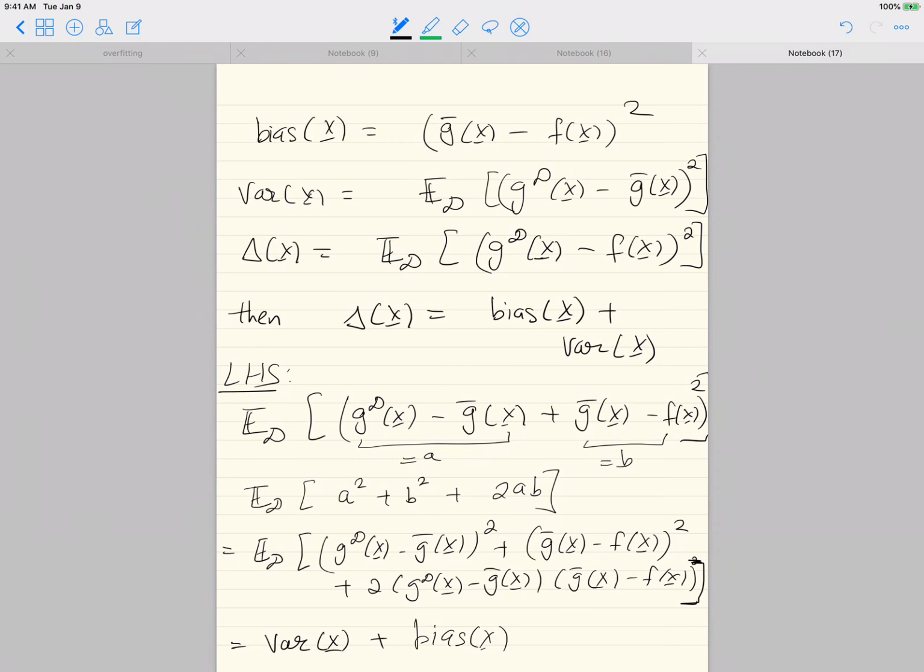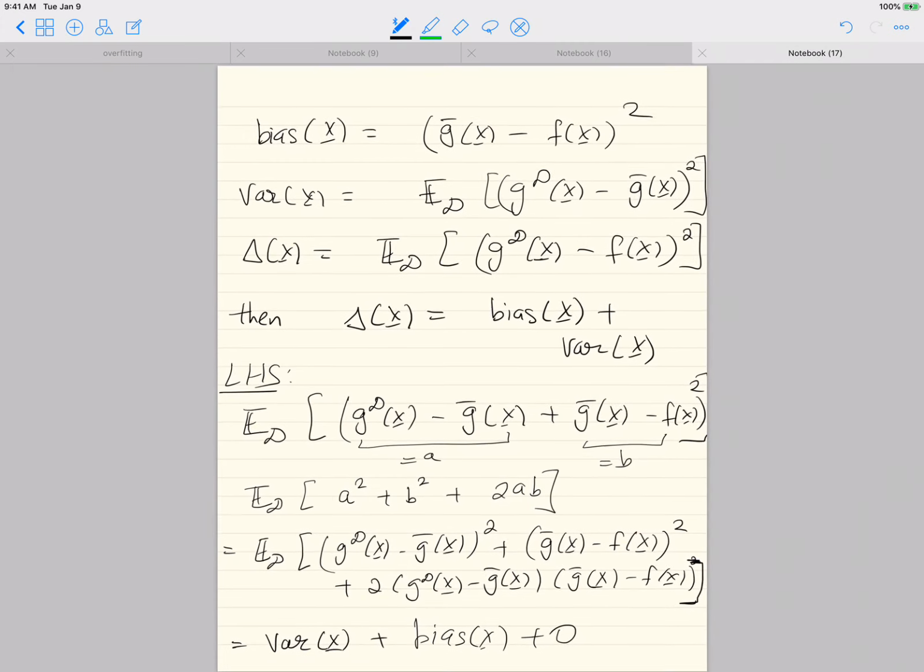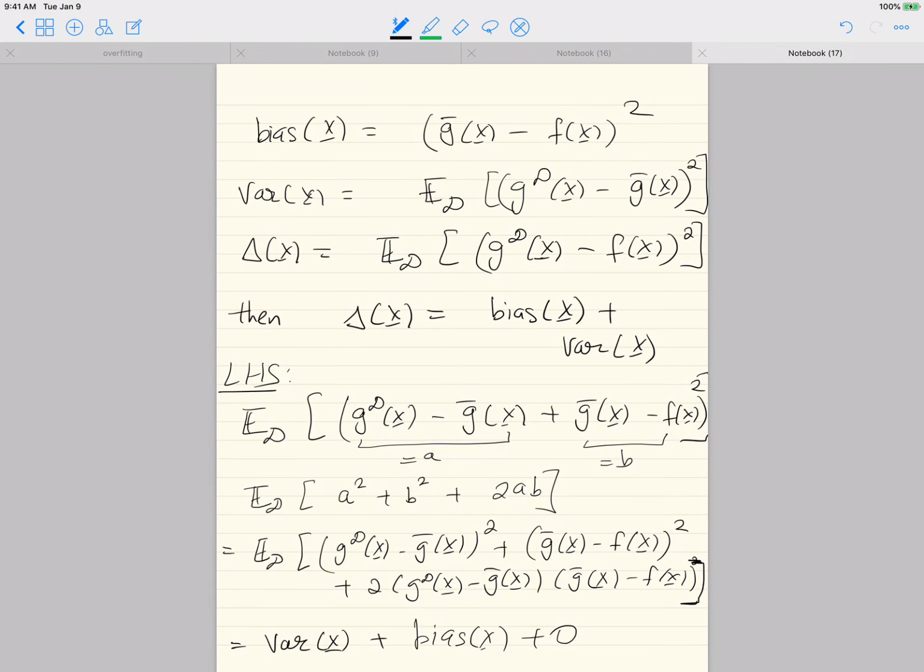It's a constant with respect to D, right? So you can take 2 times this term outside the expectation. What you are left with is the expected value of this quantity. You can put ED here of GD of X minus G bar of X. What is that? That's 0. So the last term, when you take the expectation, gives you 0. That's just the proof for the general case. So what we have shown is that delta of X is the bias of X plus the variance of X at each X.